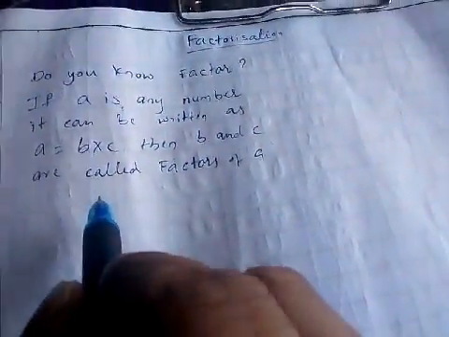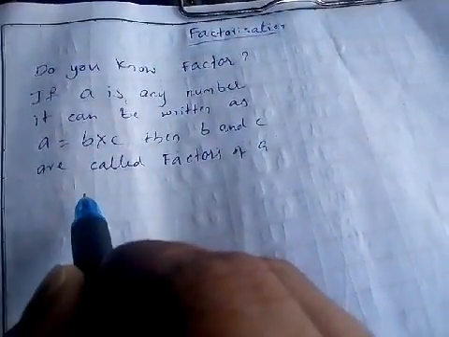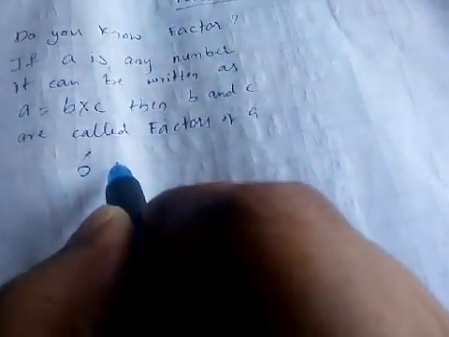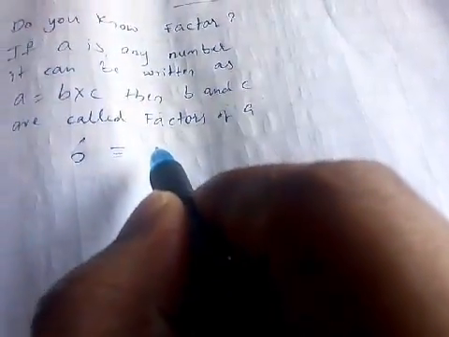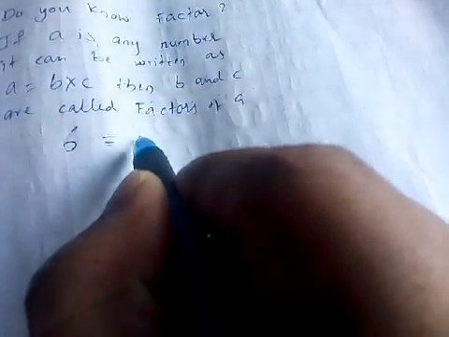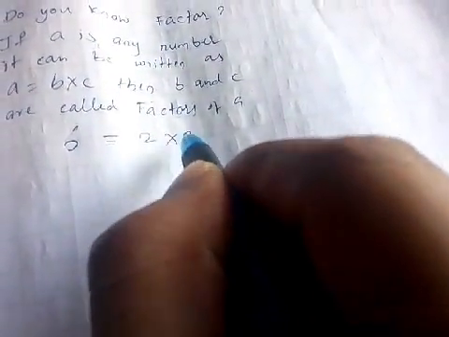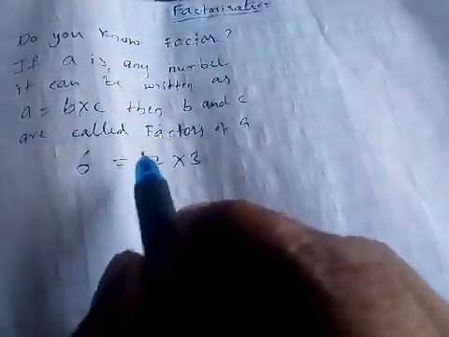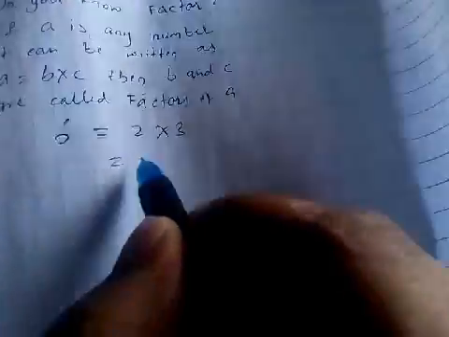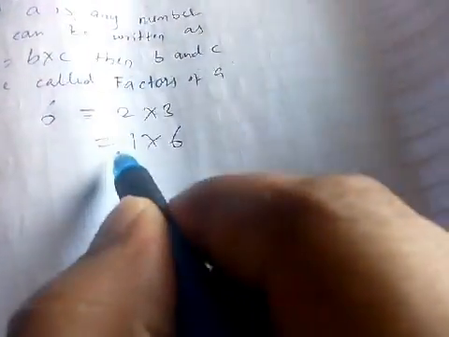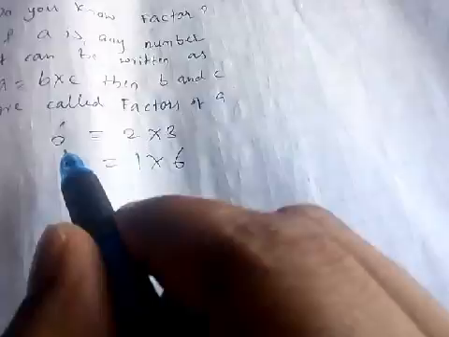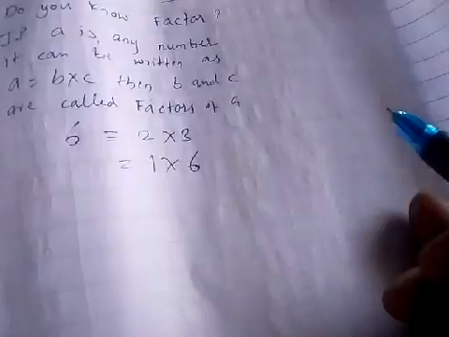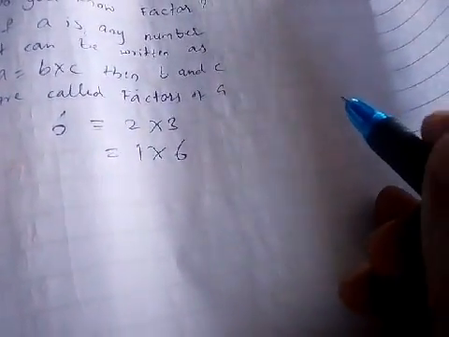For example, let us take one number. If you take any number, let us say here I am taking 6. Can you write 6 as a product of any two numbers? So let us write 6 as a product of 2 and 3. Here 2 and 3 are called factors of 6. And one more way, 6 can be written as 1 into 6. So here 1 and 6 are also factors of 6. Is there any other product of 6? We can't write 6 as any other two products.